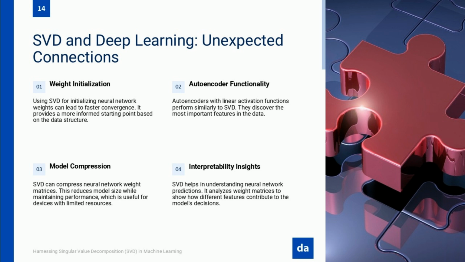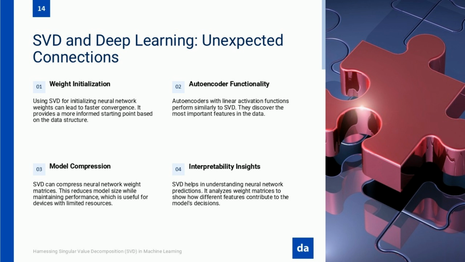This revelation suggests that neural networks may sometimes be reinventing the mathematical wheel, arriving at solutions that classical linear algebra had already formalized decades earlier. The relationship extends beyond theoretical connections to practical applications. For instance, after training a neural network to high accuracy, the resulting model often contains redundant information across its weight matrices. This redundancy presents an opportunity for compression.